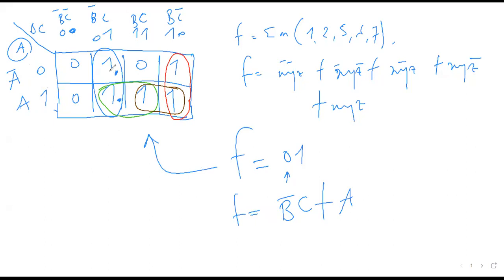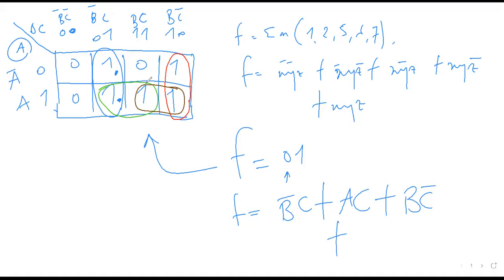Then we go to B and C. When we move from this one here to this one here, B bar becomes B. It changes. We do not care. However, C remains as C. 1 remains as 1. We care. So we can put our C here. Plus, we continue. We go to the red one. When you move from this one to this one here, A and A bar, there is a change there. We do not care. However, B C bar remains the same. So we have B C bar plus, we go to the brown one.